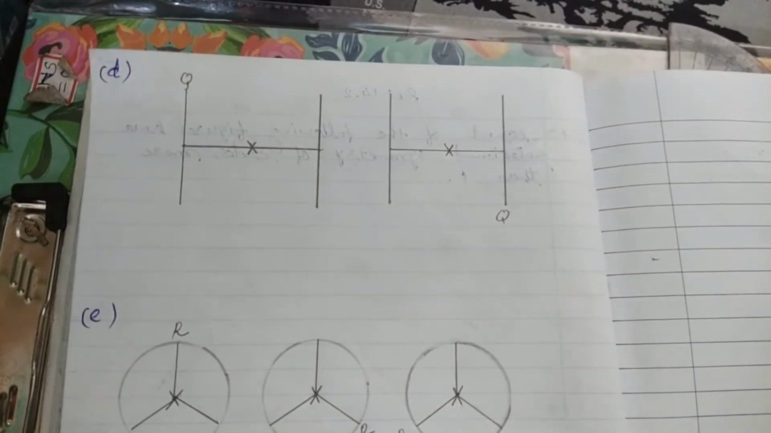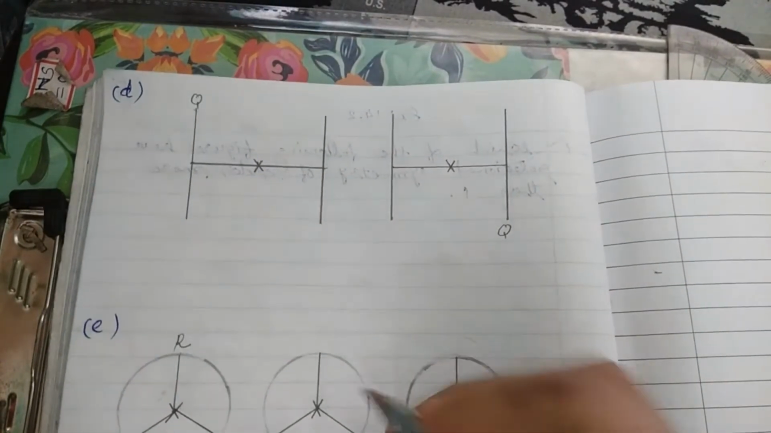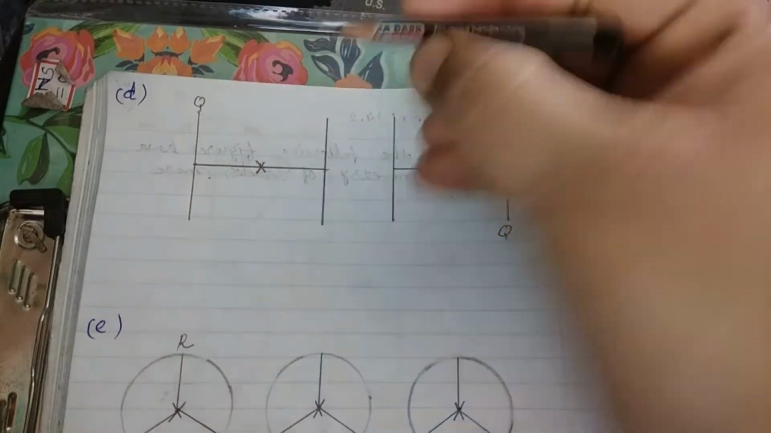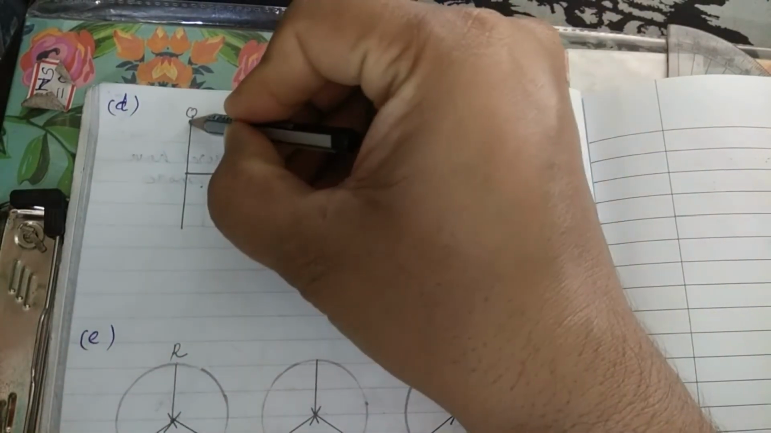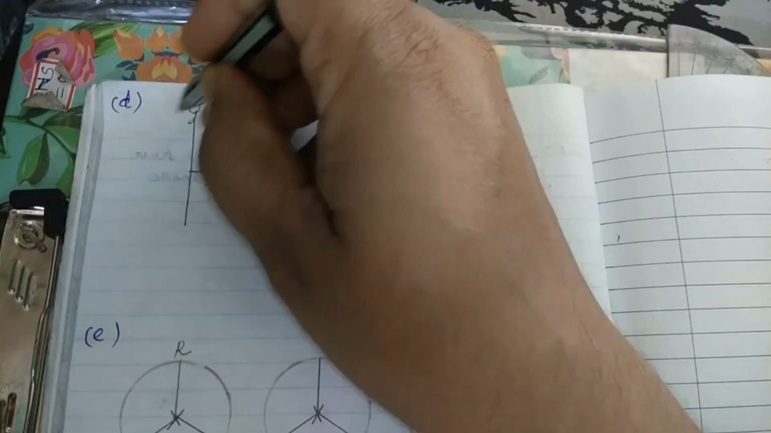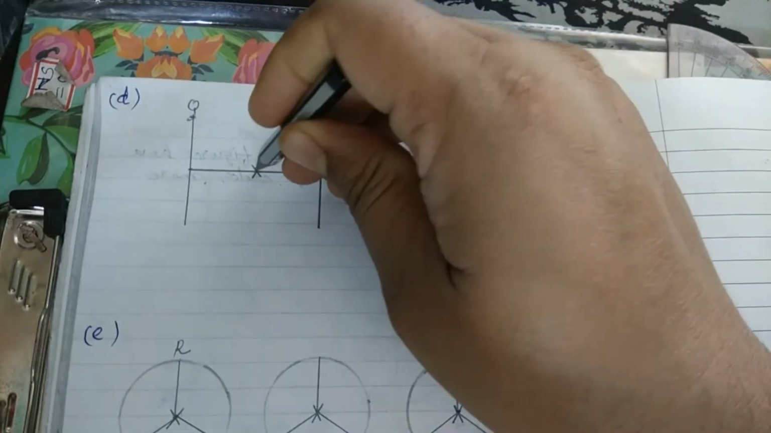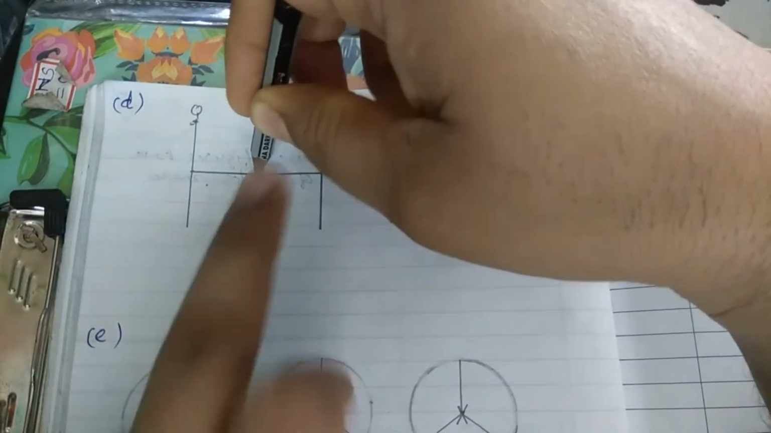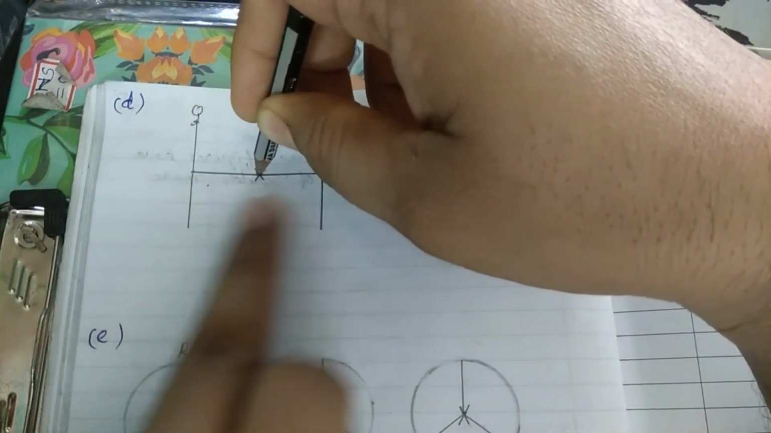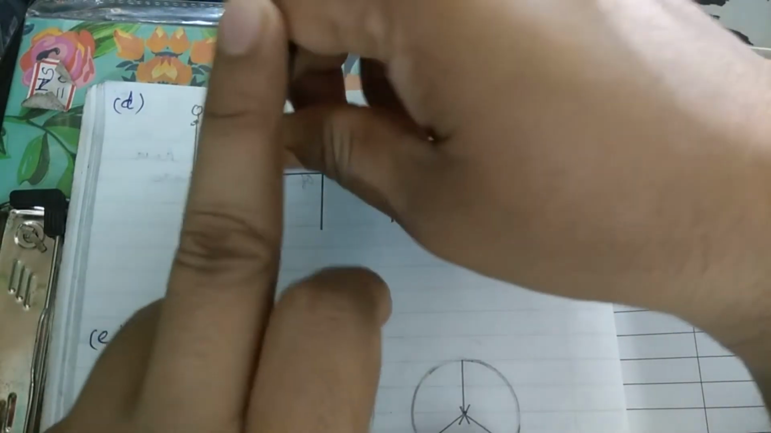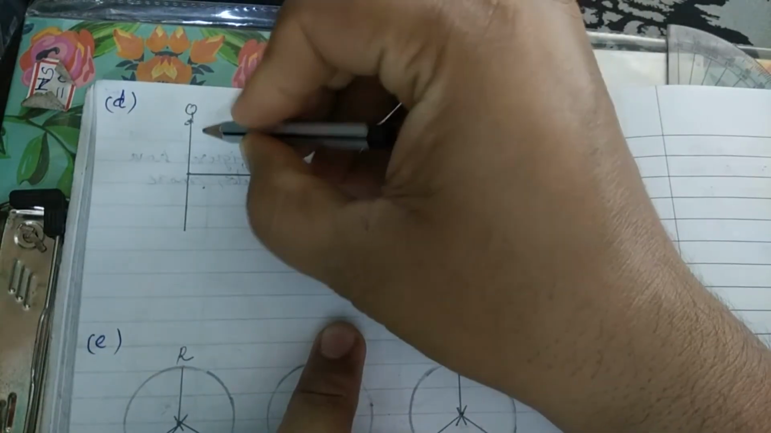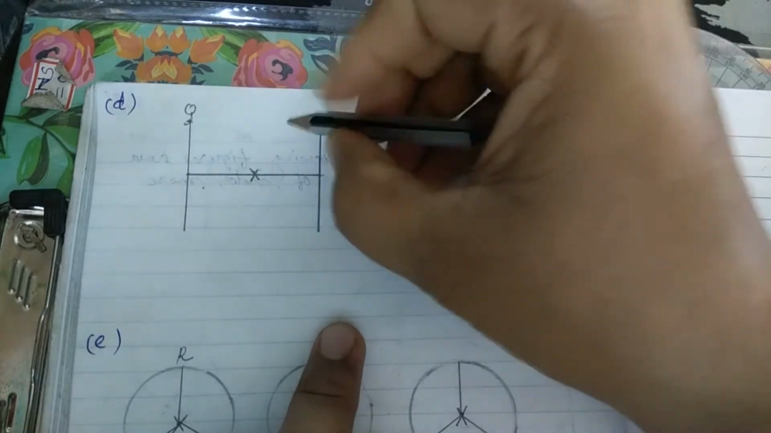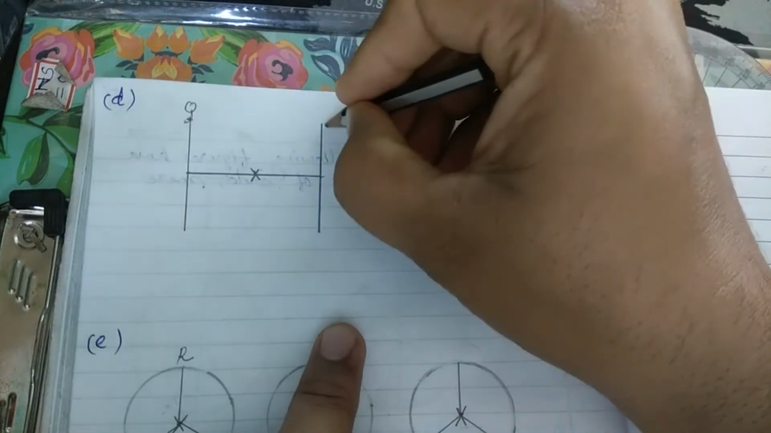D. Here this shape is given and the center of rotation is this. Now we will take one point Q, and now we will rotate. Now you have to imagine that you are rotating this shape. When you rotate this shape, you have to rotate it in such a way that this point Q will come here.